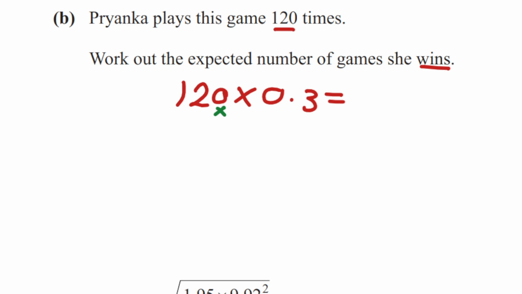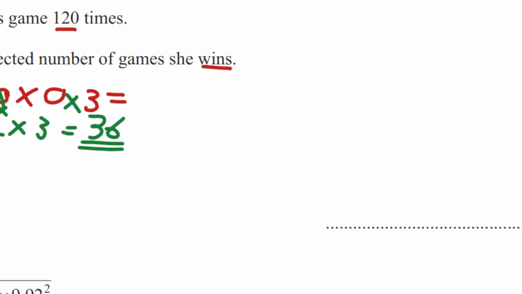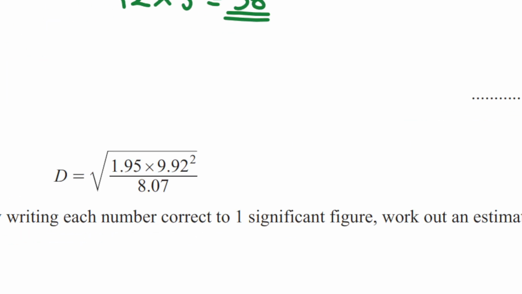This 0 will cancel this point. So you will end up with 12 times 3. So the games she will win will be around 36 games. How was this question? This part is 1 mark. So it's a total of 3 marks.